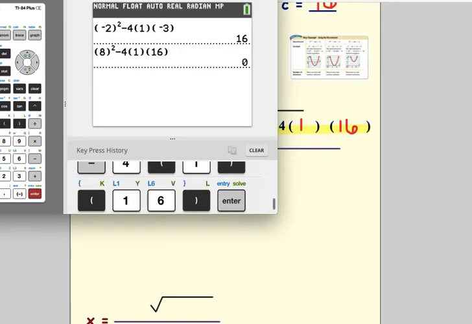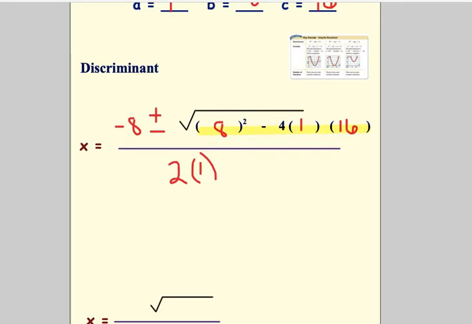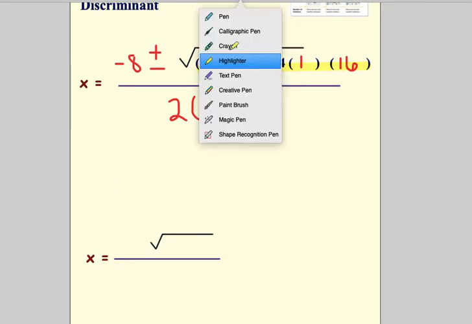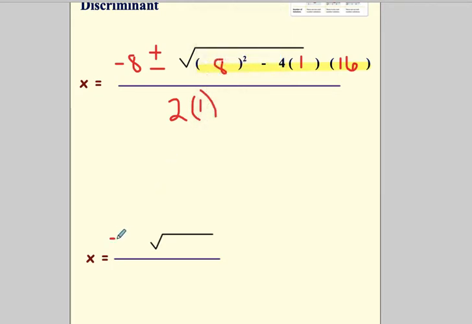If I get an answer of 0, that means it's touching the vertex. It only has 1 answer. So I'm going to anticipate 1 answer today. So what do I have? I've got a negative 8 here. Negative 8 plus or minus, didn't I say 0 up here? So I am going to get a 0. I'm going to divide by 2 over 1. Well, this is only going to give me one possibility.